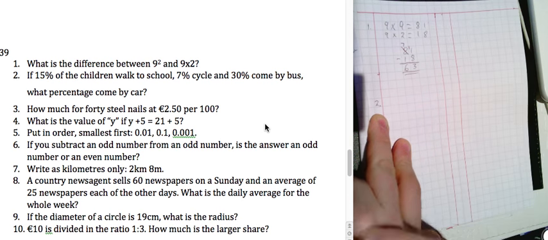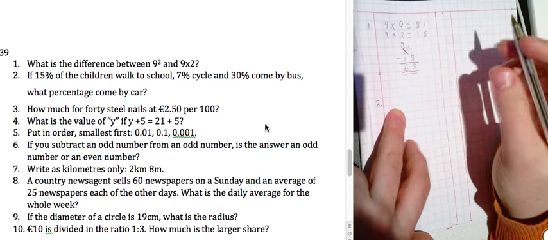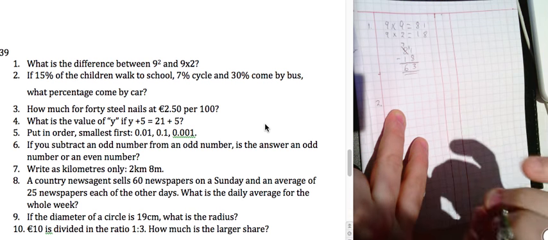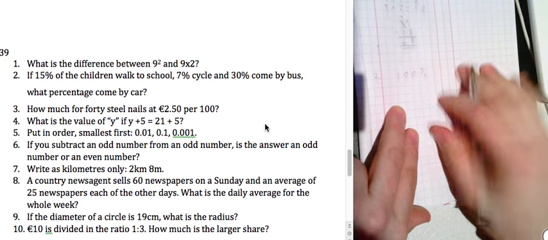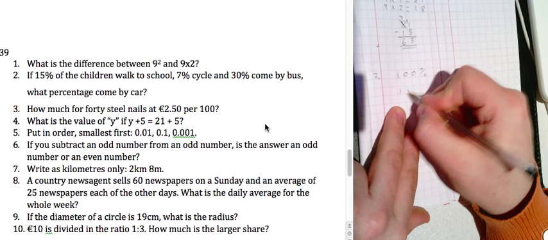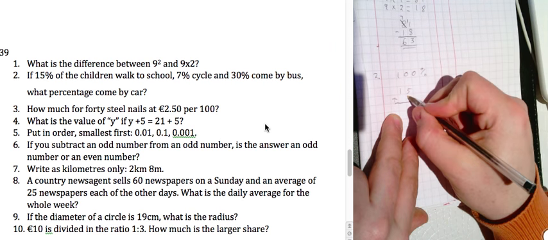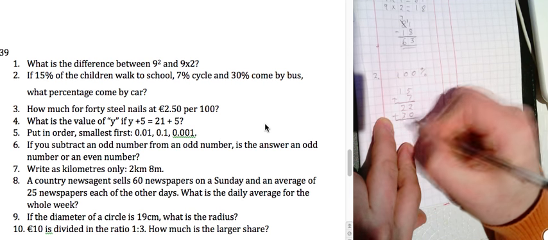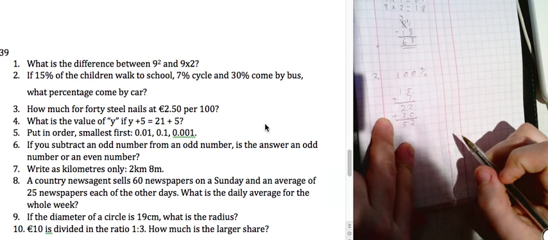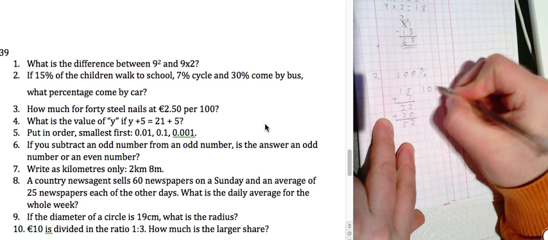If 15% of the children walk to school, 7% cycle, and 30% come by bus, what percentage come by car? Okay, so we're just going to add up those percentages. Now remember, there's 100% in everything. So what we're going to do is add up these percentages and take them away from 100. So 15 plus 7 is 22, plus 30 is 52. Okay, so we've done our addition. 15 plus 7 plus 30 gives us 52. And we're going to take that away from 100.